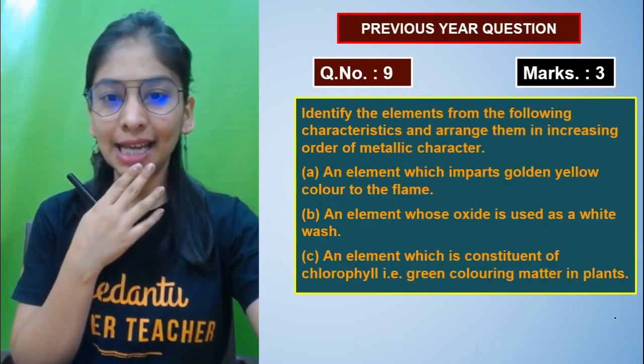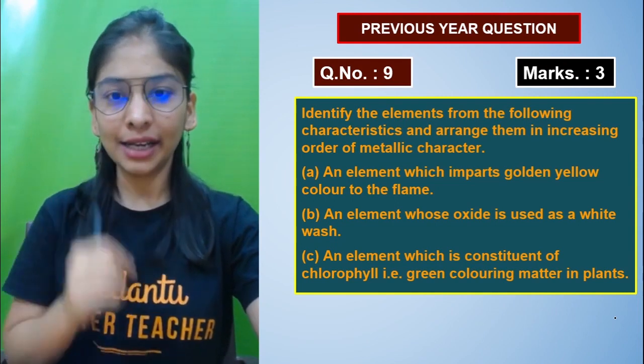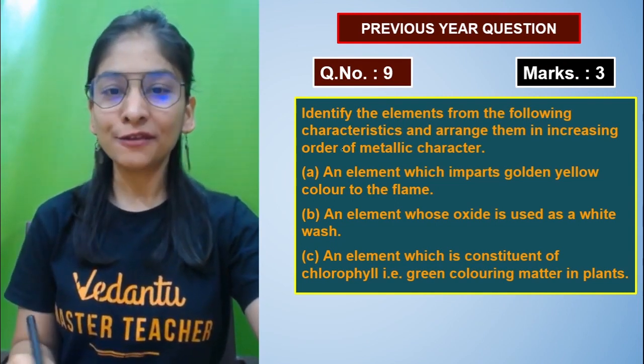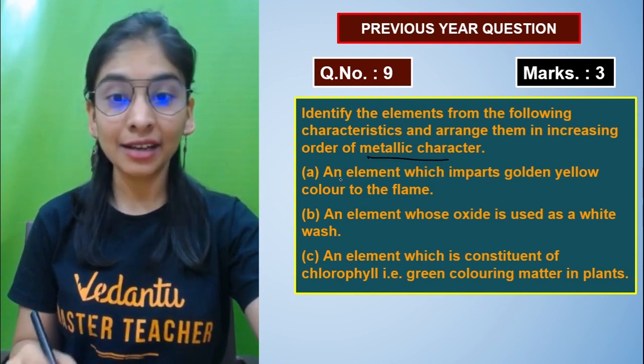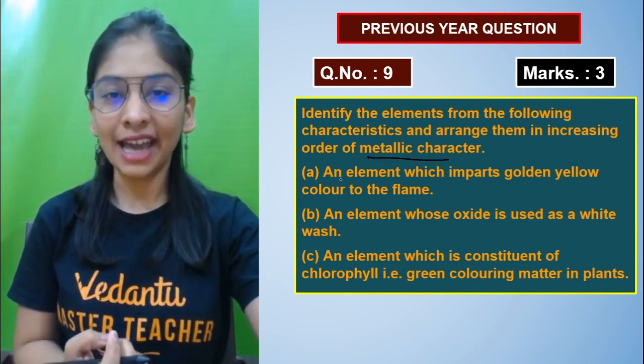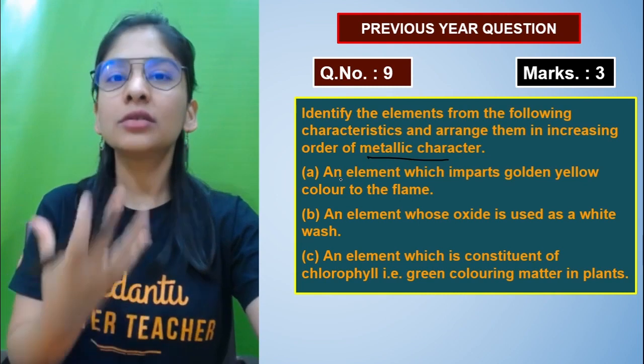Question number 9, and is it easy? You only let me know. Identify the elements from the following characteristics and arrange them in increasing order of metallic character. I have already told you what is metallic character: the tendency of your substance to lose electron.